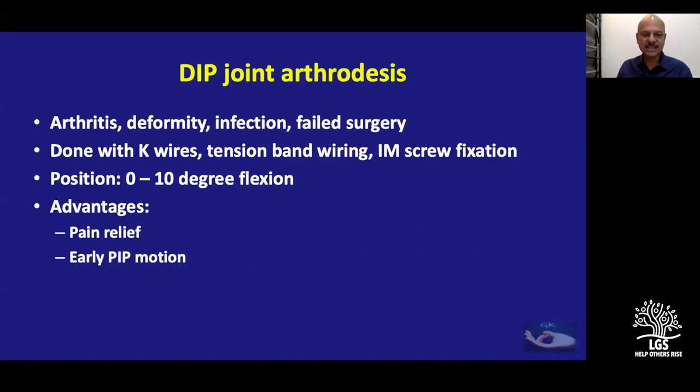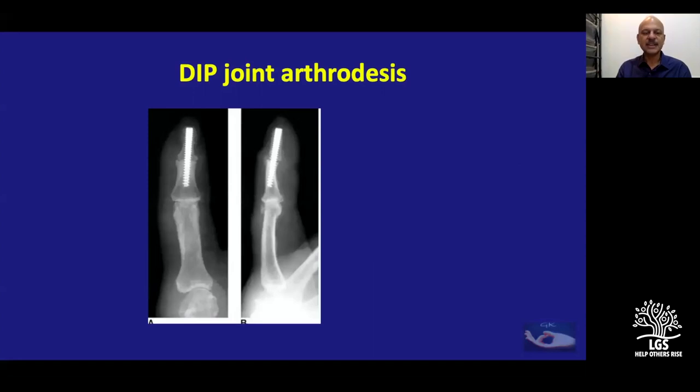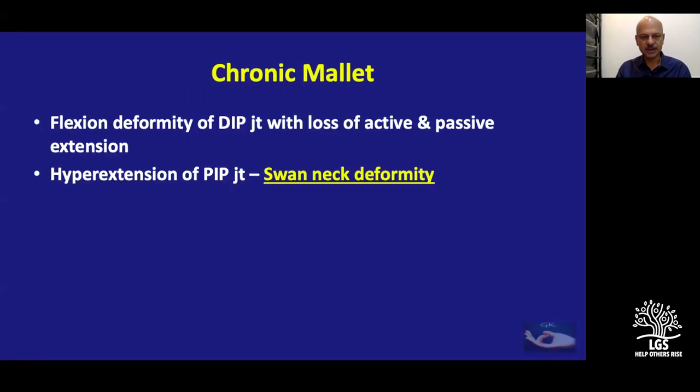And lastly, as I said, DIP joint arthrodesis must always be thought of in arthritis, deformity, infection, or failed surgical procedure. Think of this, the patient will have absolute pain relief and can start his PIP joint motion early. This arthrodesis can be done with K-wires, tension band wiring, or intramedullary screw fixation. The position of arthrodesis is 0 to 10 degrees of flexion. So this is an example to show a headless screw arthrodesis of the DIP joint.